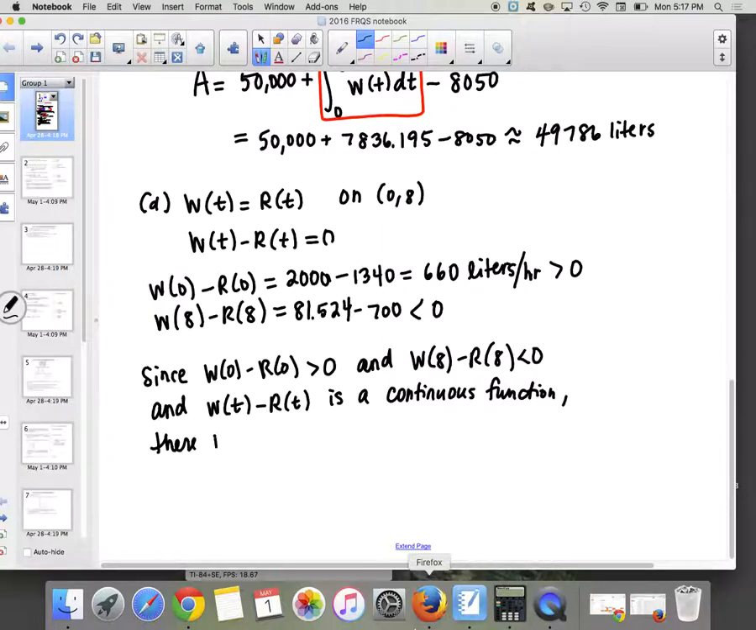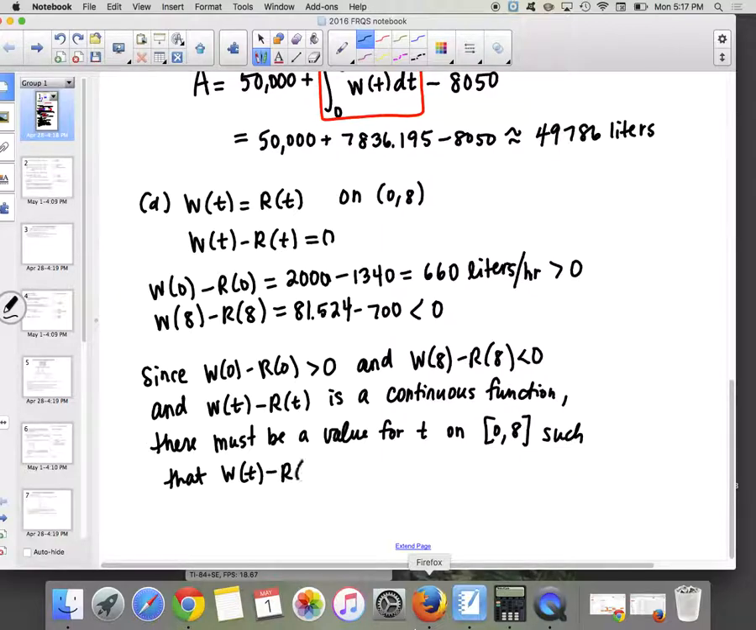There must be a value for t on the interval 0 to 8 such that W of t minus R of t equals 0. Or really W of t is equal to R of t, right? That's what we're trying to prove by the intermediate value theorem. And you can just abbreviate, they'll know IVT. And that would be the solution.